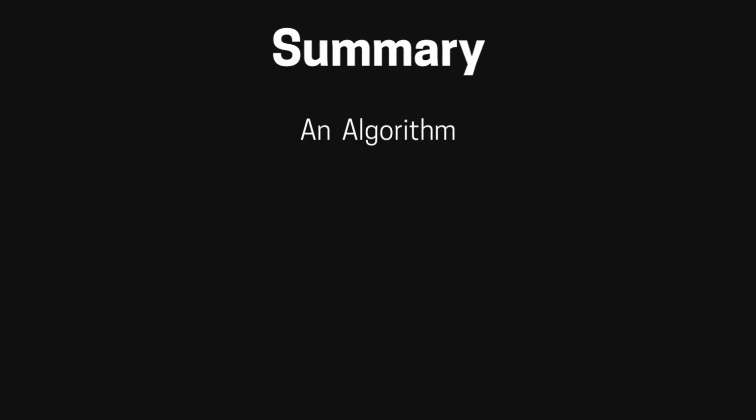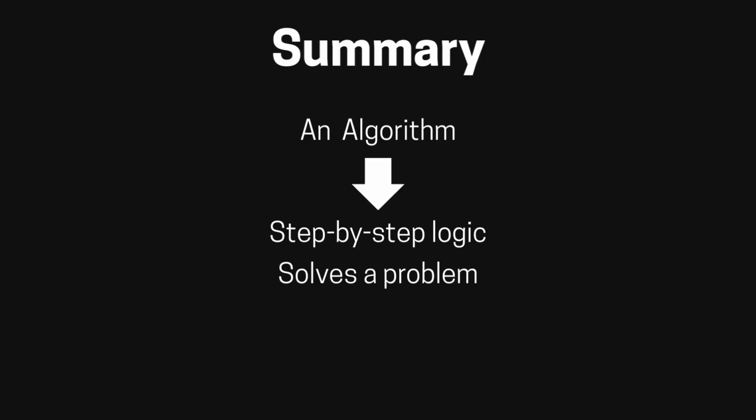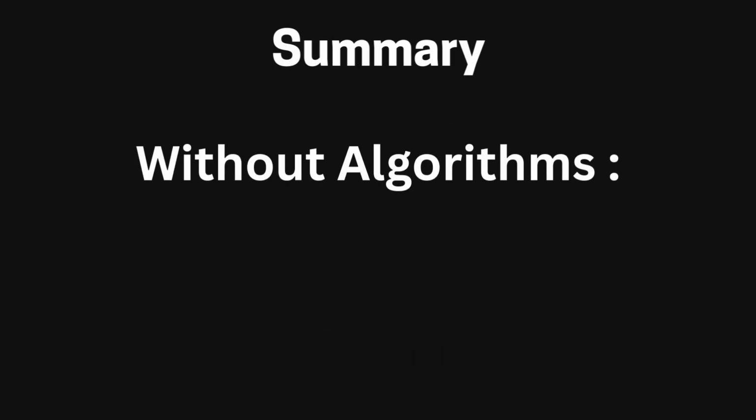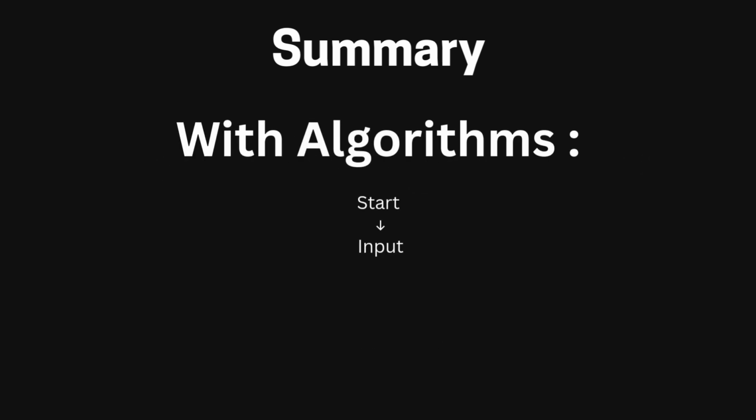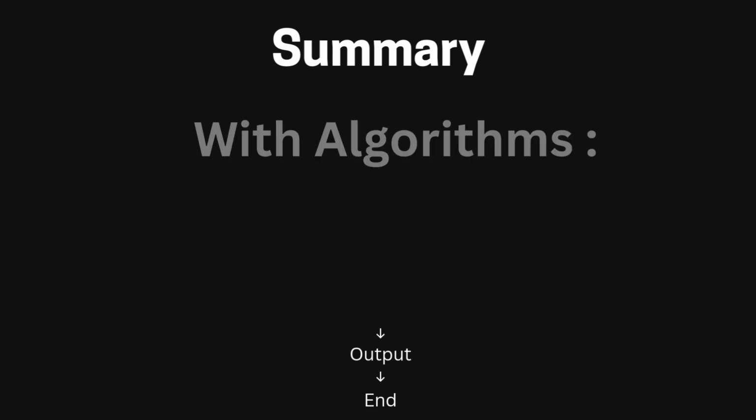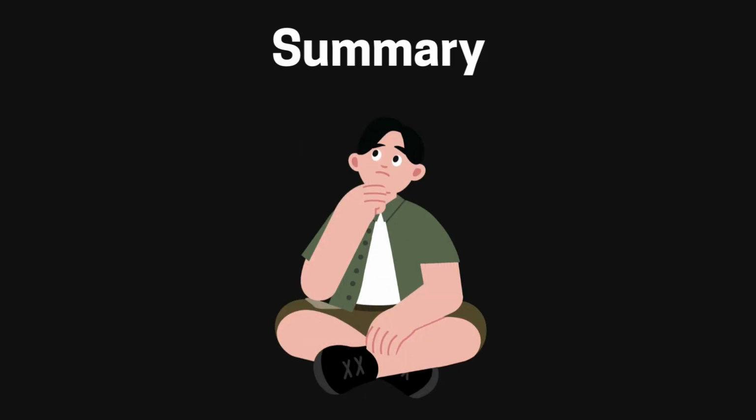So let's summarize. An algorithm is a step-by-step logical procedure designed to solve a specific problem with clear input and output, implemented using programming languages, and evaluated based on efficiency and correctness. It is the foundation of software development. Without algorithms, programming would be random instructions. With algorithms, programming becomes structured problem-solving. And when you truly understand algorithms, you are not just learning to code, you are learning to think logically. And that is the foundation of computer science.